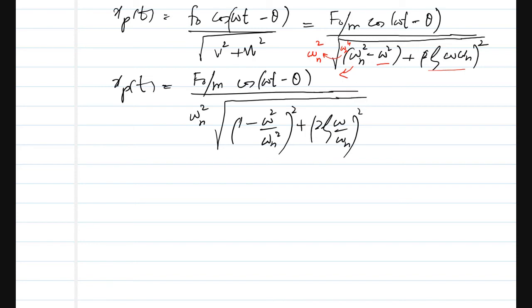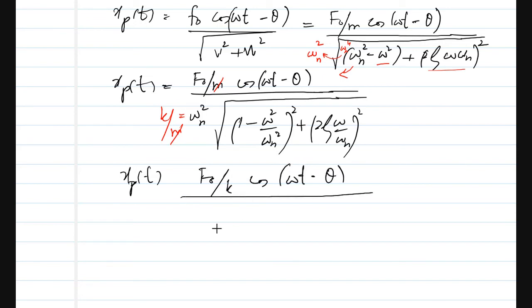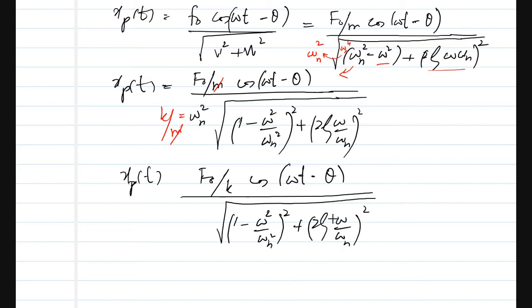Now omega n square is nothing but k over m, so m is cancelled with this m, and you end up with the final form of the particular solution as f naught, and k will become the denominator of f naught, cos omega t minus theta divided by square root of 1 minus omega square over omega n square whole square plus 2 zeta omega by omega n whole square. Clear? This is our final solution of the particular solution.